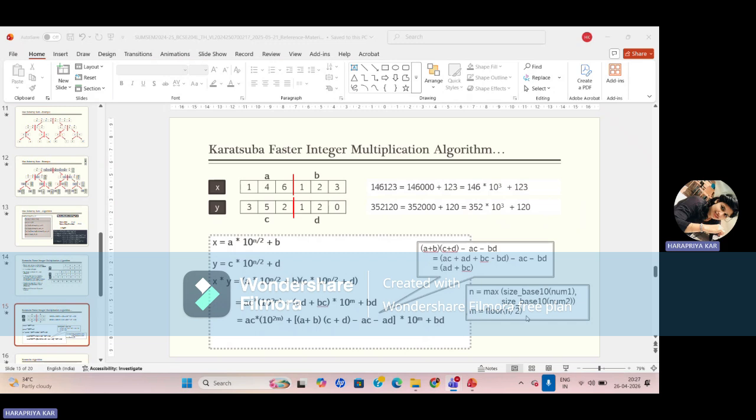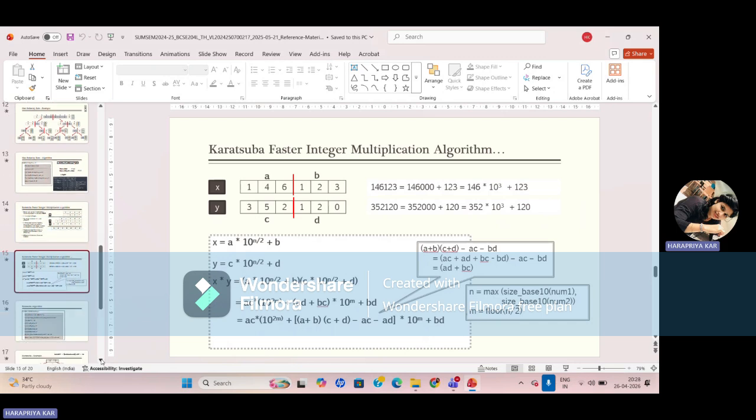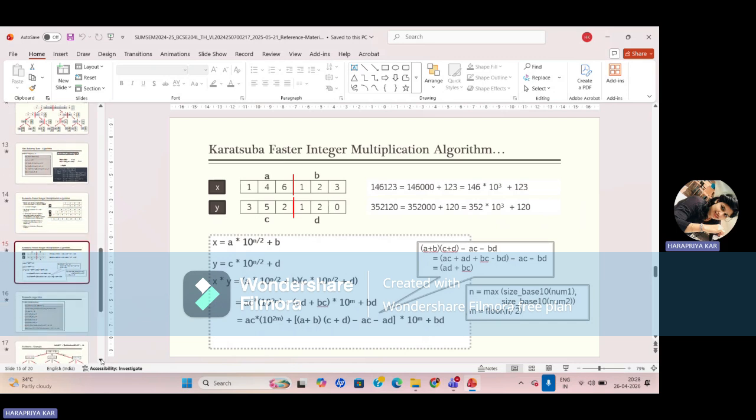Then we have to do the multiplication again: ac into 10 to the power n by 2, where n by 2 is m, so ac into 10 to the power 2m, plus ad plus bc into 10 to the power m, plus bd. Then ac into 10 to the power 2m plus (a plus b)(c plus d) minus ac minus bd, into 10 to the power m, plus bd.